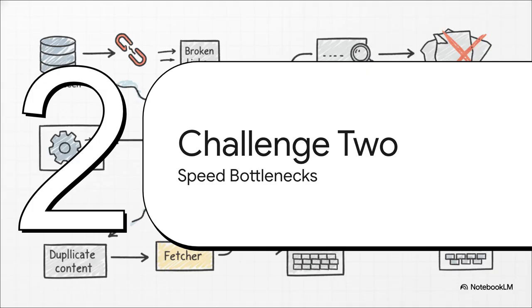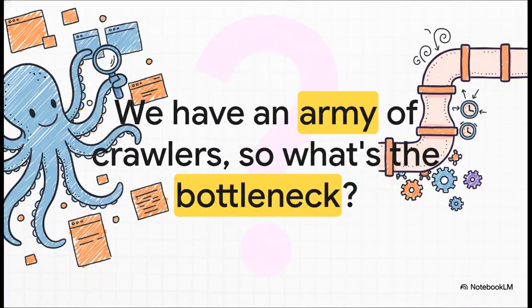All right, so we've got our army of crawlers. But managing this army brings up our second major challenge: speed. Even with all those computers, the whole process can grind to a halt because of some really fundamental bottlenecks. So we have to ask ourselves, what's really holding them back? You'd think it's about raw computing power, but it turns out it's more about what the crawler is spending most of its time doing, or not doing.